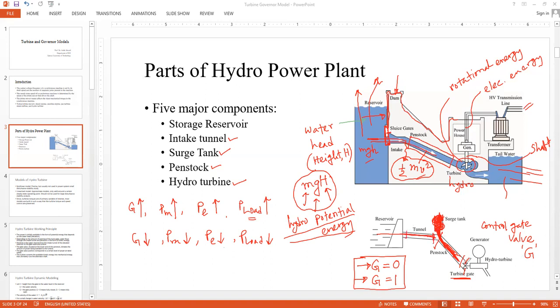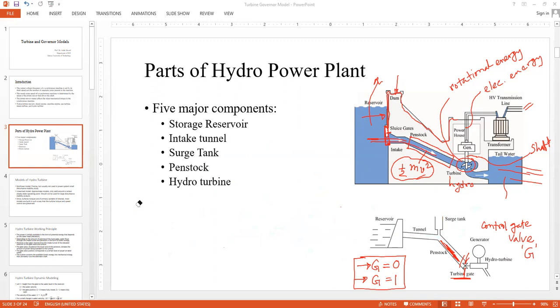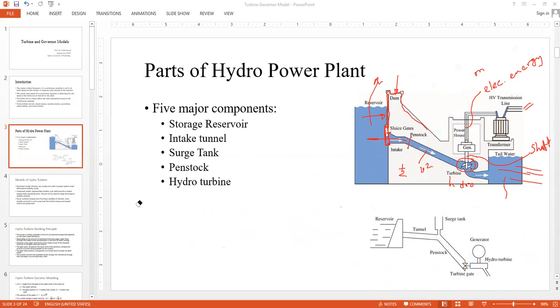If you have a sudden increase in load, you quickly open the gate valves and you allow this water and this water to flow together. This water will, of course, take less time to reach the turbine gate. So this is the other benefit. So these are the principal or major components associated with the hydro turbine plant. And this is a very simple explanation of the basic operation of the hydro turbine system.